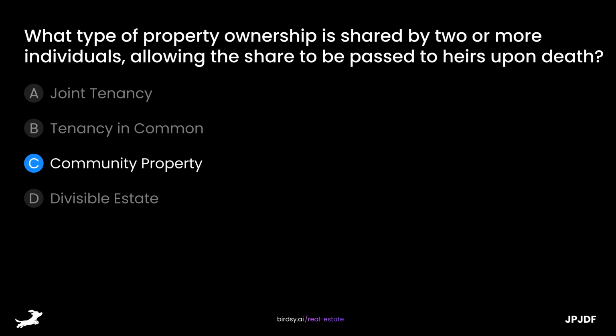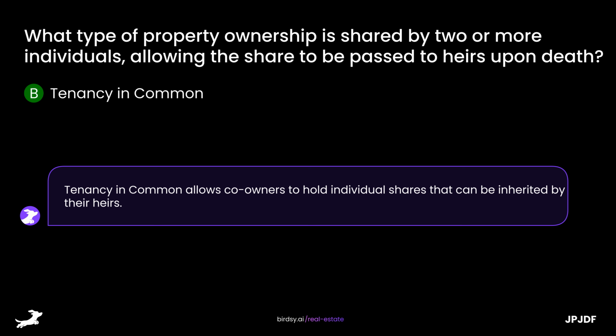Community property, or D. Divisible estate? The answer is B. Tenancy in common. Tenancy in common allows co-owners to hold individual shares that can be inherited by their heirs.